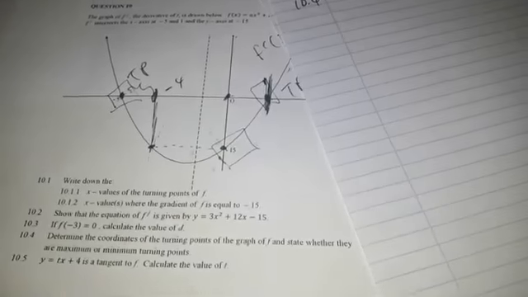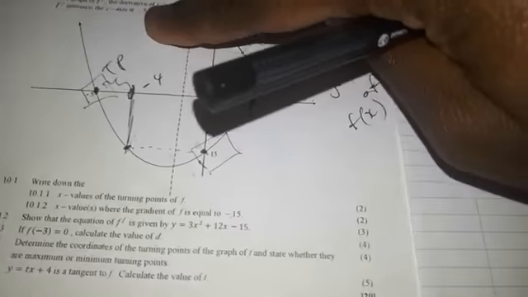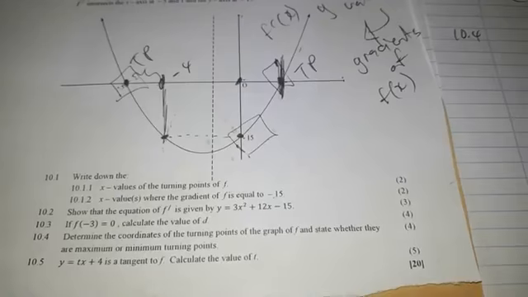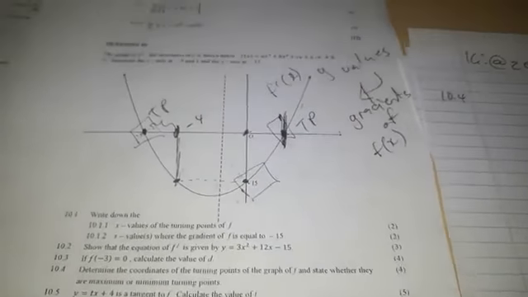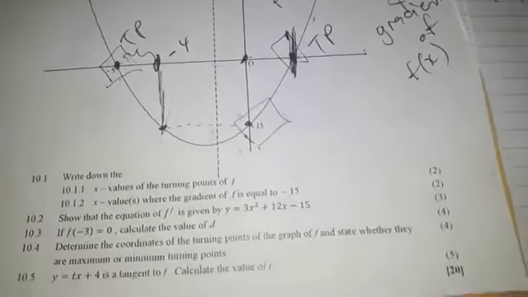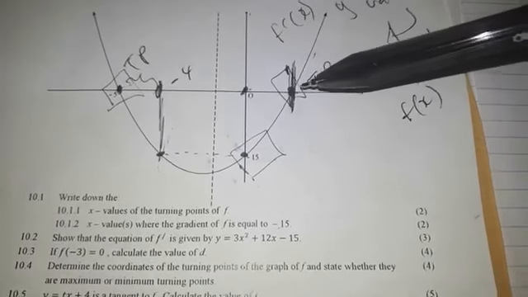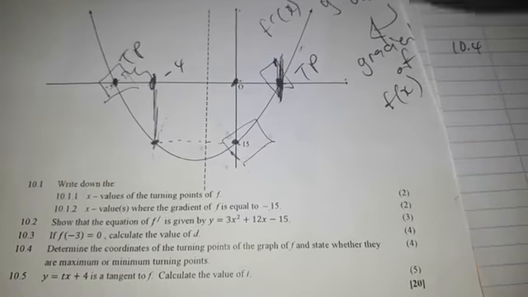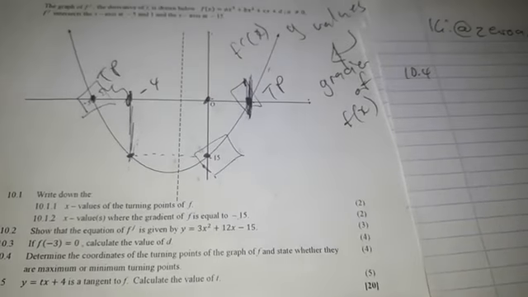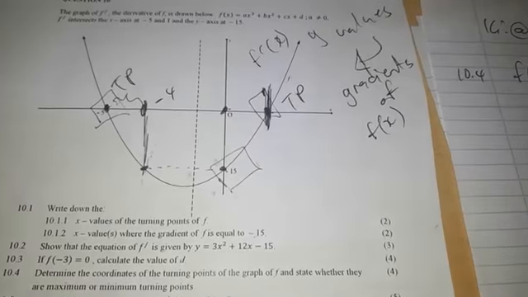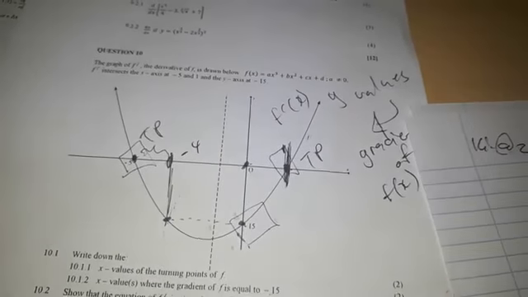So 10.4 wants us to determine the coordinates of the turning points of f and state whether they are maximum or minimum turning points. What we already know is that the x values of the turning points are negative 5 and positive 1. The good news is, because now we have the equation of our graph. What is the equation of our graph?